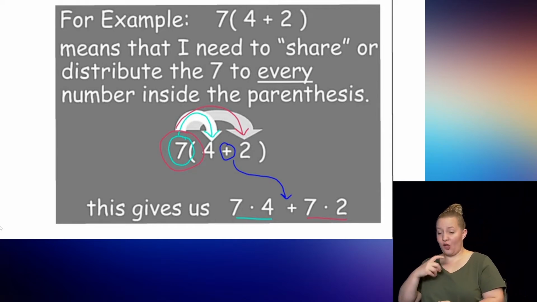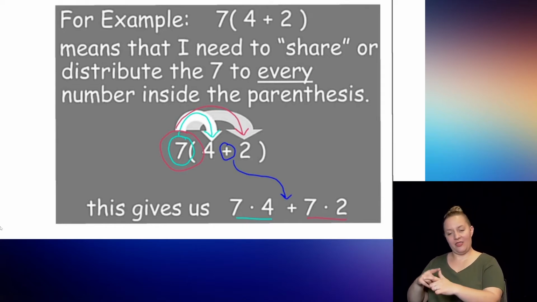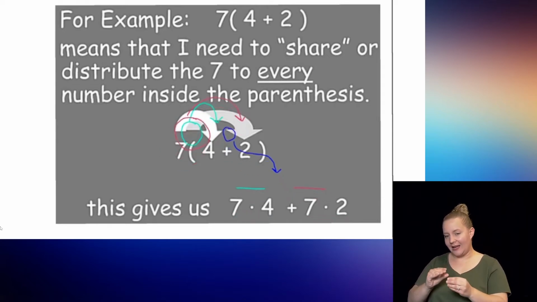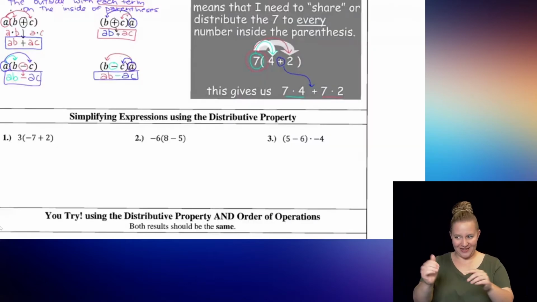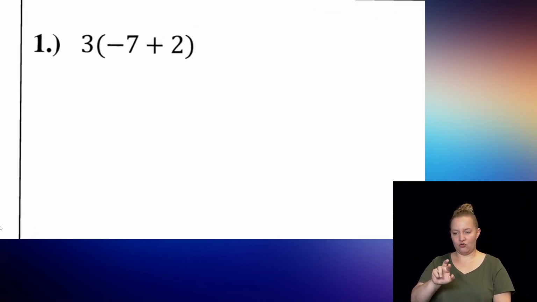So you would actually continue working this one out: 7 times 4, and then taking 7 times 2, and then adding those two numbers together. But we're going to go ahead and practice that down below. So let's go ahead and work on simplifying expressions using the distributive property. So here's our first example.